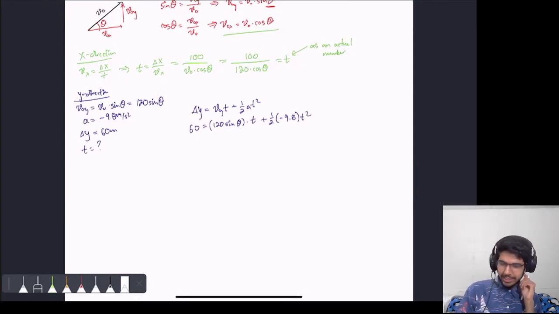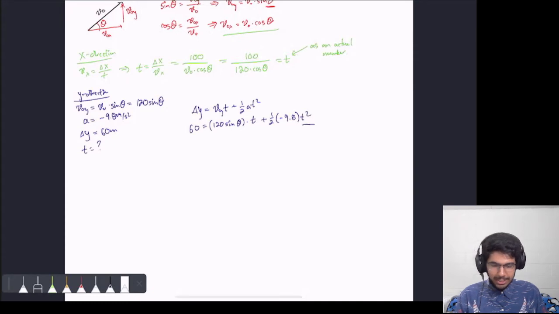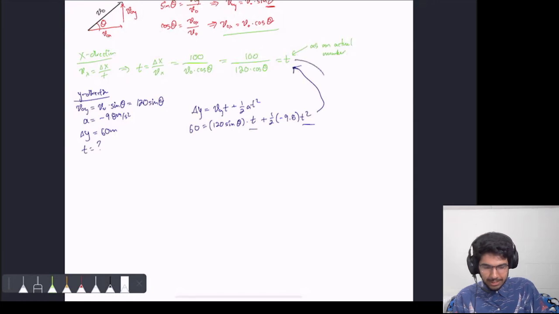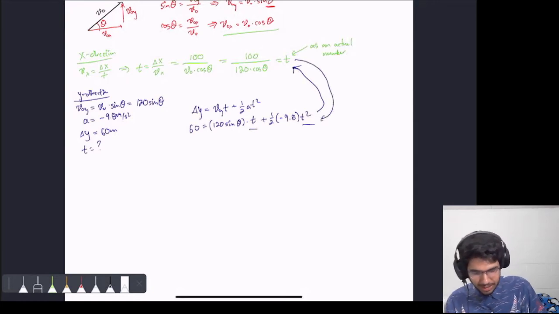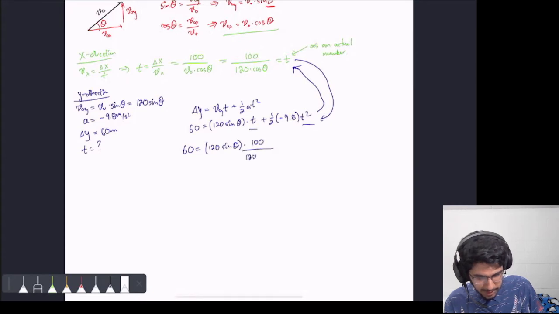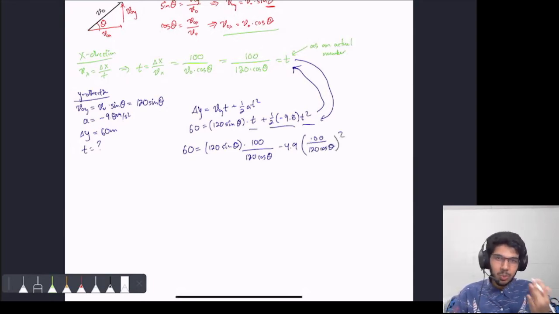So at this point, it's kind of annoying to solve for t and then substitute that in here. So instead, we'll just substitute this equation into here. So we get 60 equals 120 sine theta times 100 divided by 120 cosine of theta, and then this is minus 4.9 times 100 over 120 cosine of theta squared. So now we have just one variable, theta, and one equation. So we can just solve for theta like anything else.